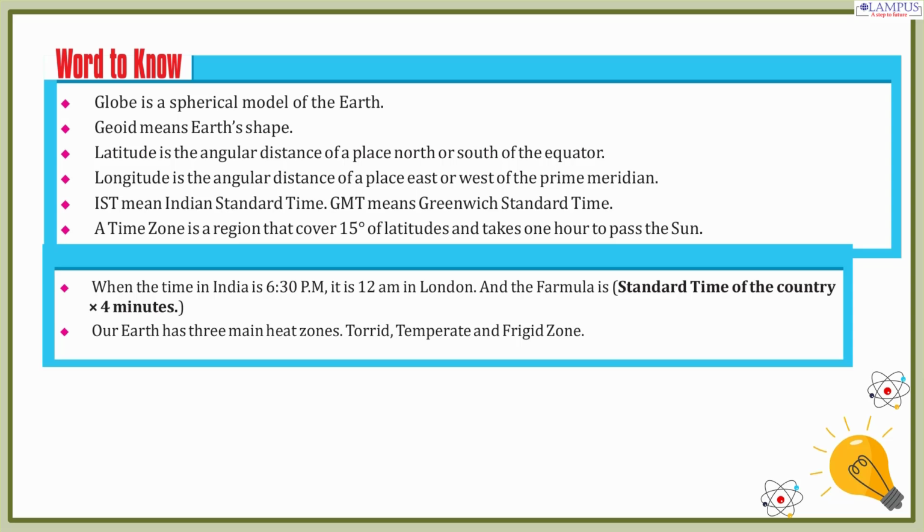When the time in India is 6:30 p.m., it is 12 a.m. in London. And the formula is standard time of the country multiplied by 4 minutes. Our Earth has 3 main heat zones: torrid, temperate, and frigid zone.